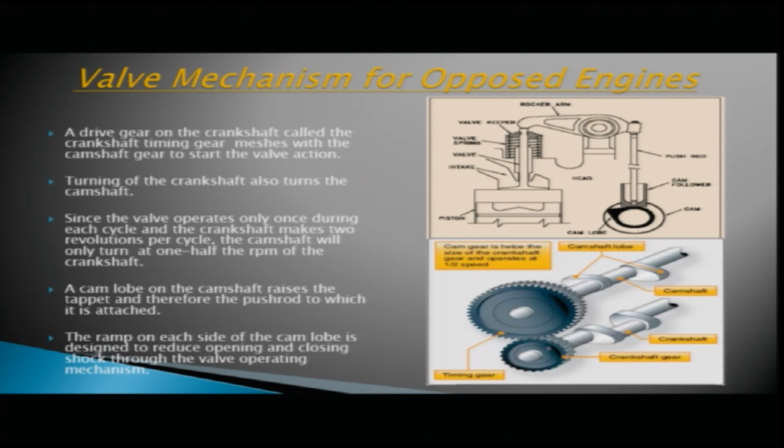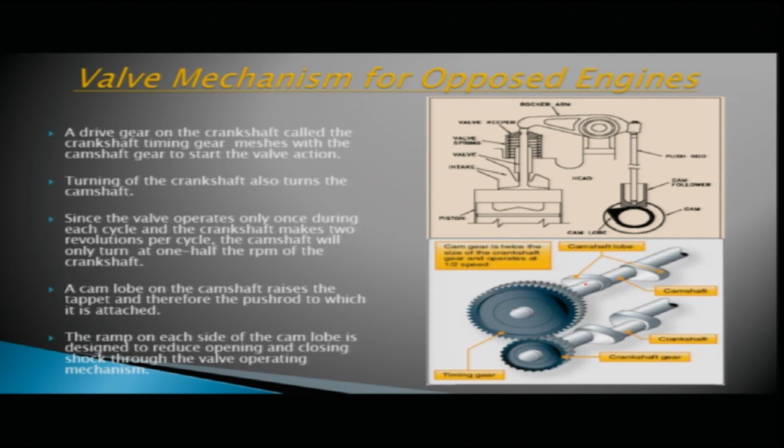A drive gear on the crankshaft, which is called the crankshaft timing gear, meshes with the camshaft gear. The crankshaft timing gear meshes with the camshaft timing gear to start the valve action. Turning of the crankshaft also turns the camshaft. As the crankshaft is turned, since the two gears are meshed, the camshaft will also turn.